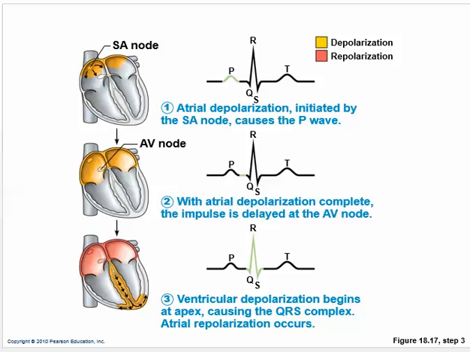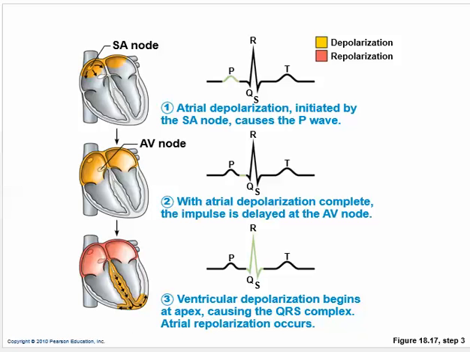Then what happens is the sodium-potassium pumps repolarize the atrium, which would be a deflection of the ECG, but it's hidden in the much stronger depolarization of the ventricles. So the depolarization of the ventricles starts with the AV node, then moves down the bundle of His, the bundle branches, and out to the Purkinje fibers, like is illustrated here.